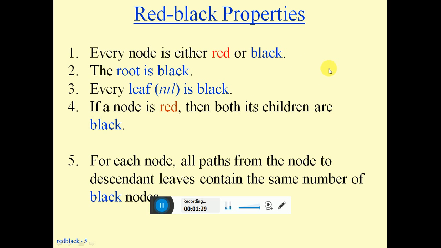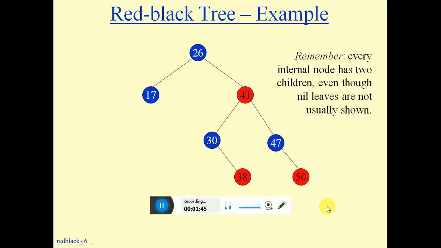These are the red black properties. Every node is either red or black. The root is black. Every leaf, nil, is black. If a node is red, then both its children are black. For each node, all paths from the node to descendant leaves contain the same number of black nodes. So, a red black tree example.